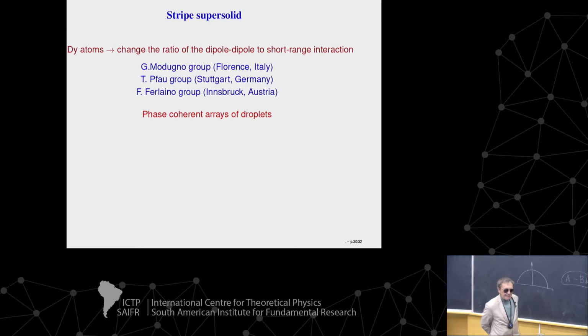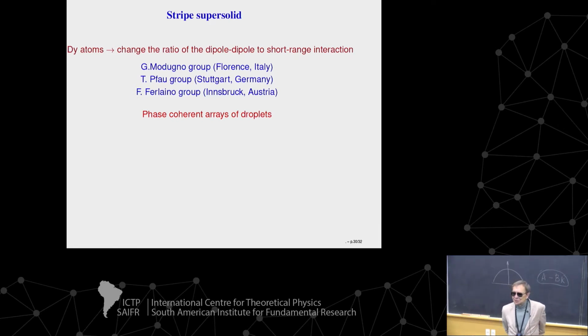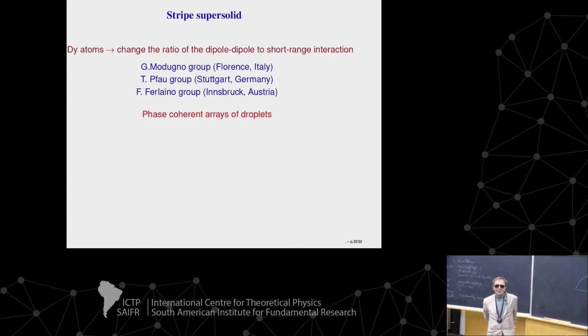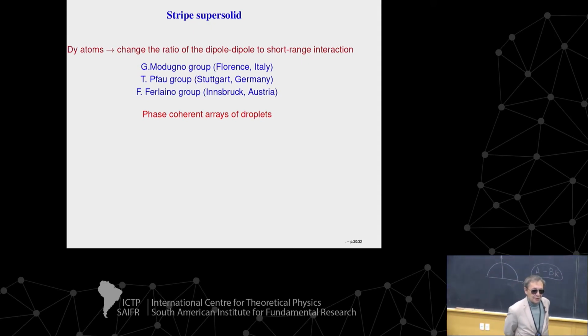If you have a phase-coherent array of these droplets, how to show whether the system is superfluid or not superfluid? Who has answers to this question? Who has ideas? What should I do to show that the system is superfluid or to show that it is not superfluid? Any ideas? Also, senior people are allowed to answer. Yes, you can rotate. So what? Rotate, and what after that?